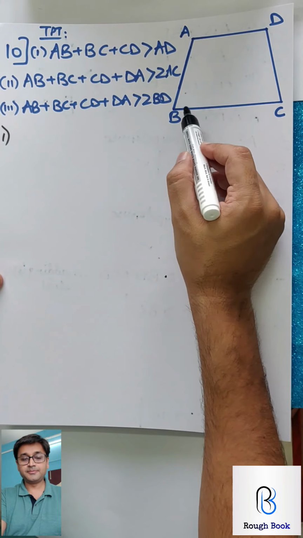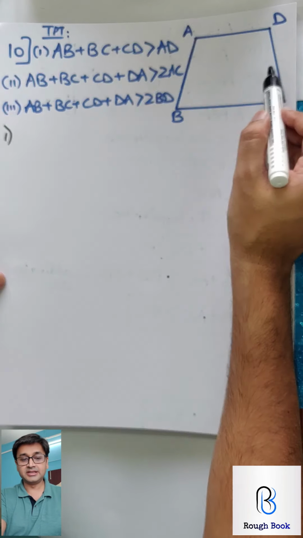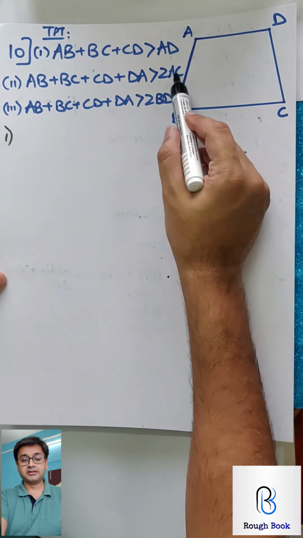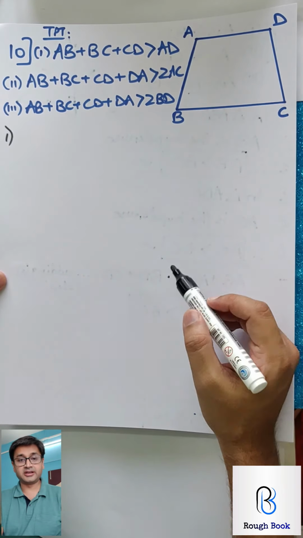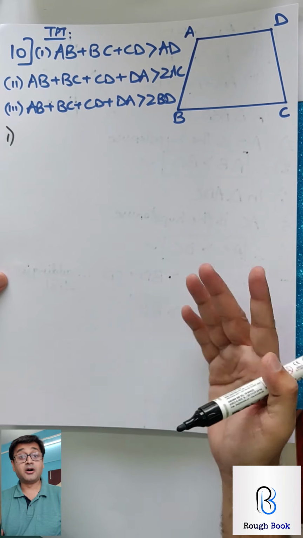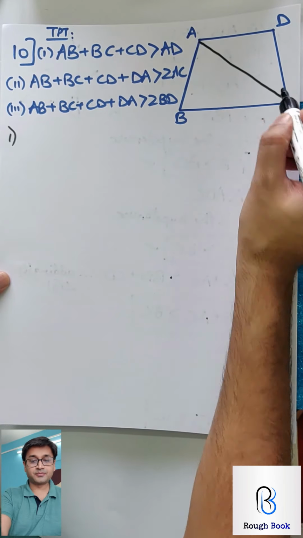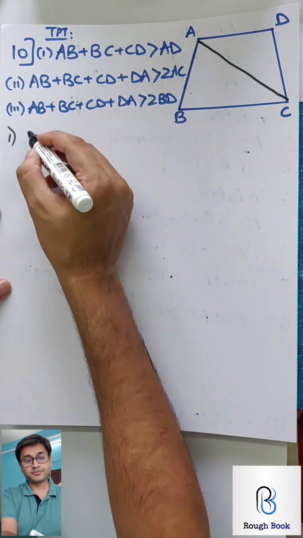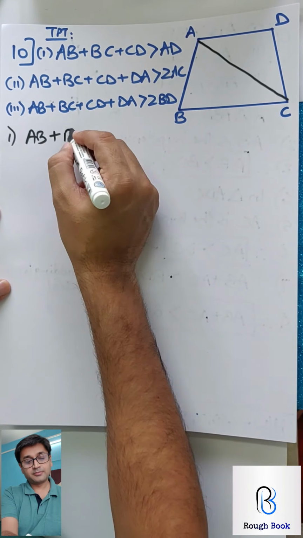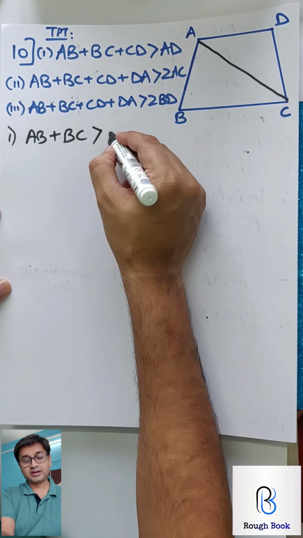AB, BC, CD is greater than AD. These three sides' total is greater than AD. Obviously it is. But how will you prove it is the question. So you should connect AC. And now see how we are working out. Okay. I will say AB plus BC is greater than AC.